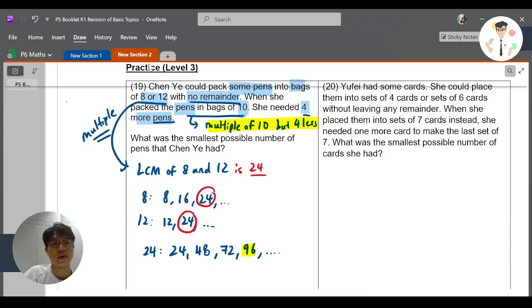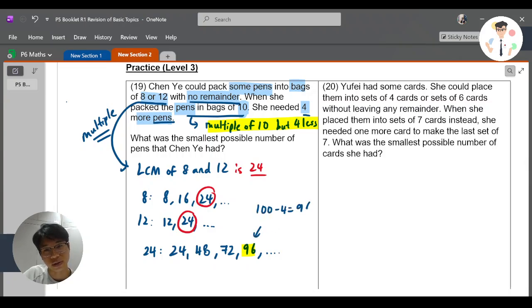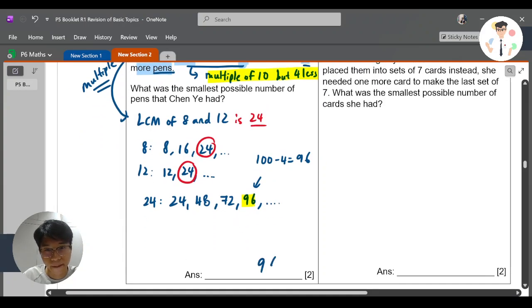Teacher, why? Because it is a multiple of 10 but 4 less. This is exactly right. 100 minus 4 is 96. That's why she needed 4 more pens to put in bags of 10. She has 96, so she needs 4 more pens to become 100, so that it can be divided into bags of 10, 10, 10, 10 like this. And the answer is 96.